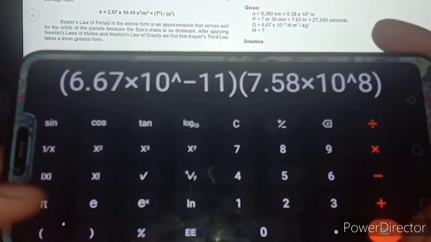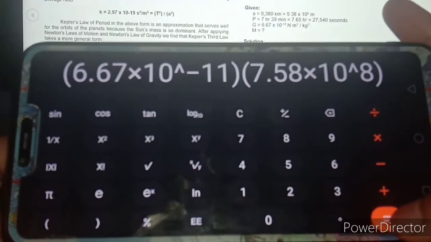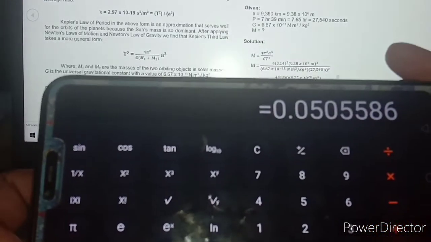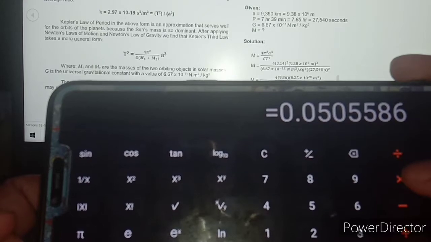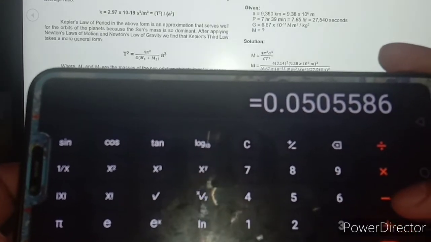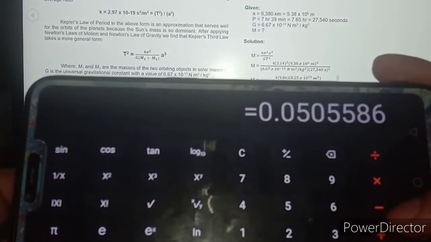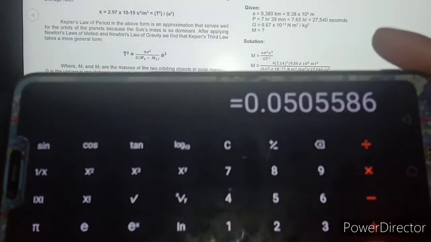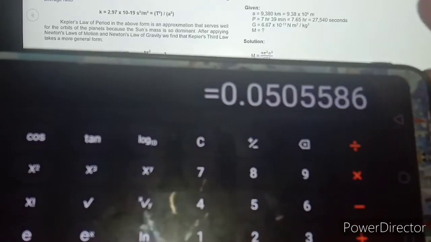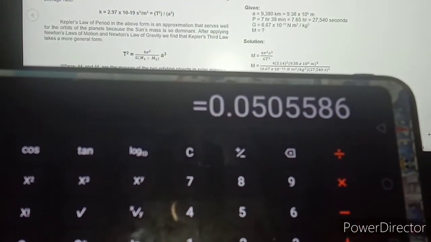Okay, and then close parenthesis. So we have 0.0505586. Okay, so paano naman po natin siya magagawang exponential form, or scientific notation form?